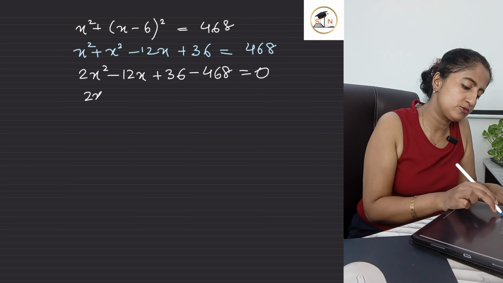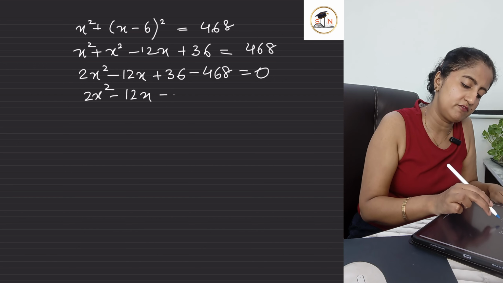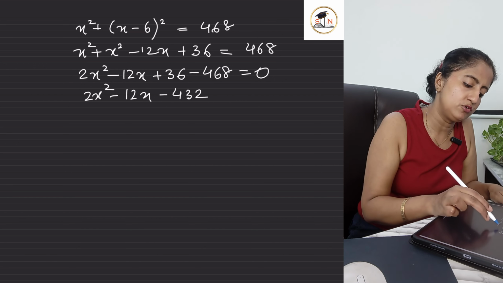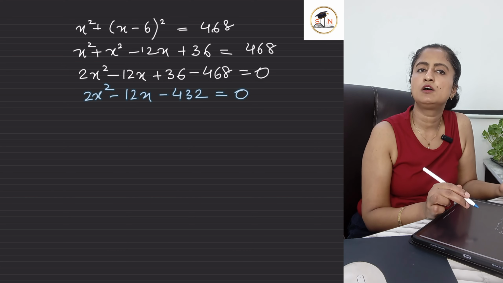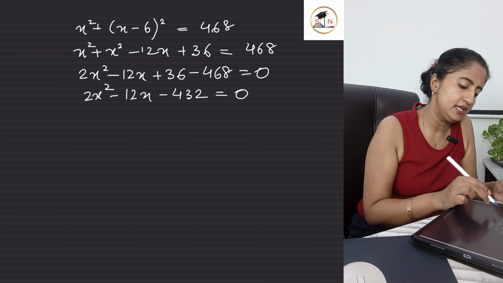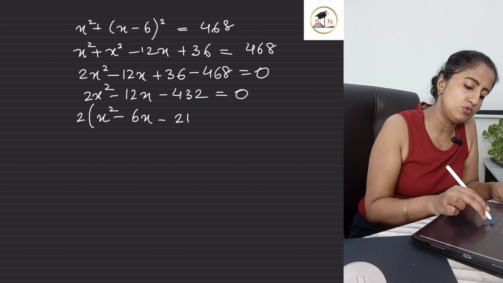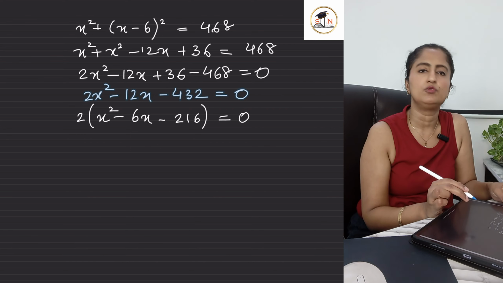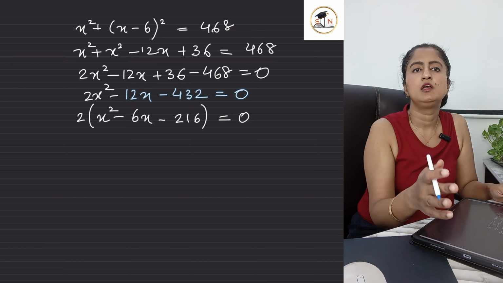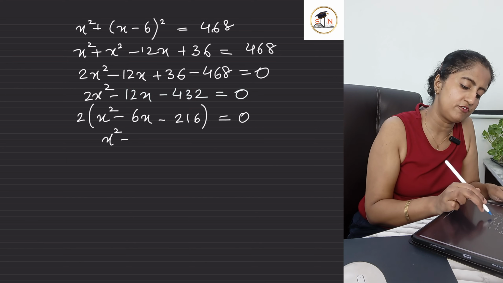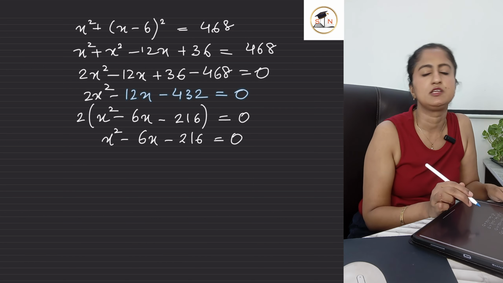So now 2x square minus 12x, now 36 subtracted from 468 leaves us with a negative value, which is going to be 432, equals 0. Now at this step I can see that we have got 2 as a common factor, right? So I'll take that out. x square minus 6x minus 216 equals 0. This is what we are having, right? So now the 2 that we have taken out will go to 0 and we are just left with the standard form of x square minus 6x minus 216 equals 0, right?